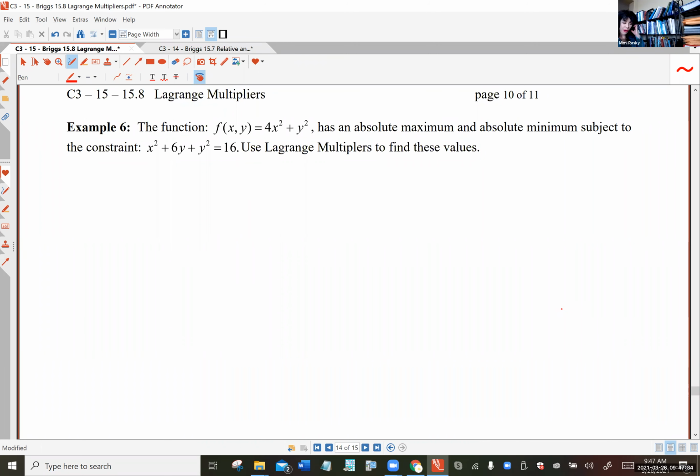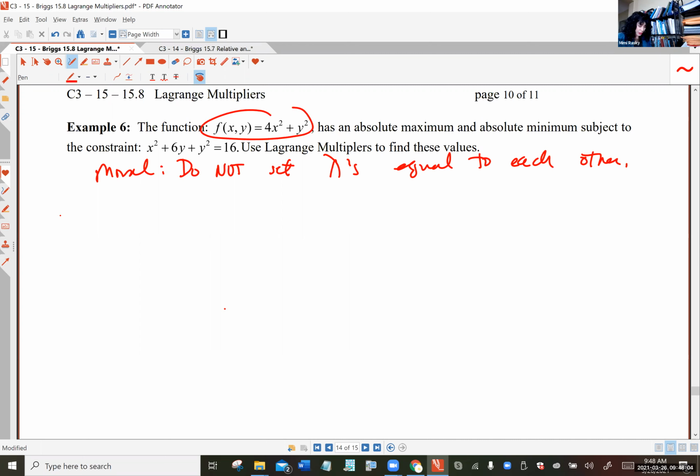So this problem is going to be one that's on your MyMathLab homework, or similar, they may just change the numbers. So please focus up because it's weird. You're not going to set the lambdas equal to each other. So watch closely, because the moral of this story is do not set lambdas equal to each other. It won't work. You're going to get totally stuck, and then that's when the tears start, and it won't be pretty. So this is the function to be optimized.